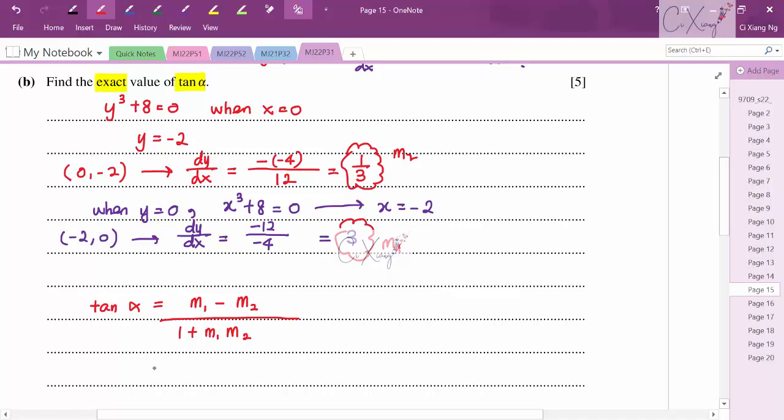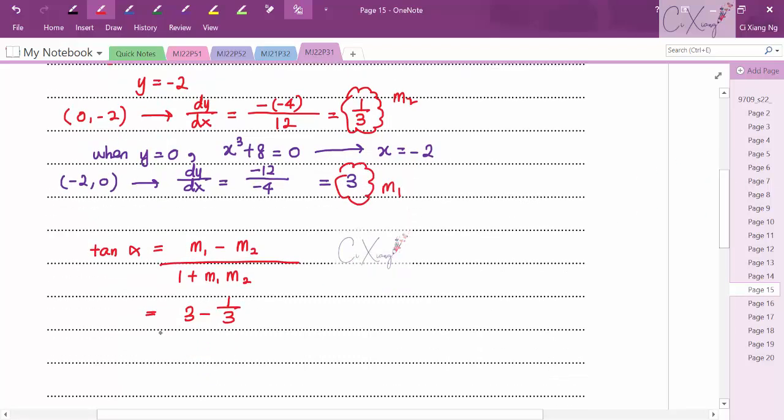So m1 will be 3 minus m2, which is 1/3, then divided by 1 plus m1 m2. When I simplify this fraction, I will have 4/3 as the answer.